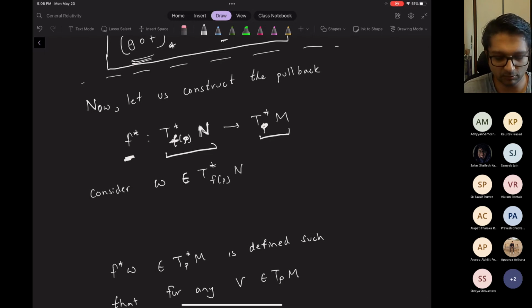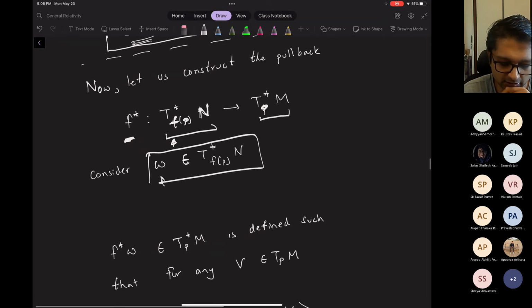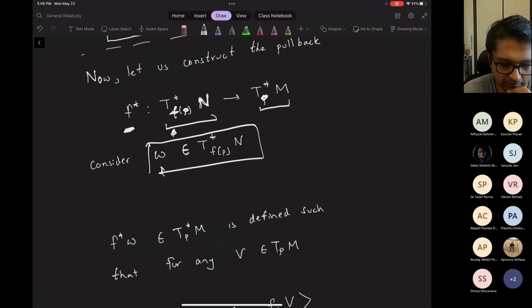How do we see this? It's actually easy to construct from the push forward map. Suppose we have a dual vector omega, which belongs to the dual vector space at the point in N. Now we construct the pullback: F star omega will give us something in the dual vector space on M.